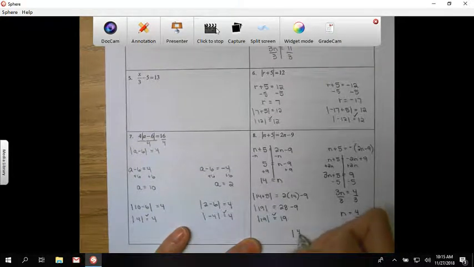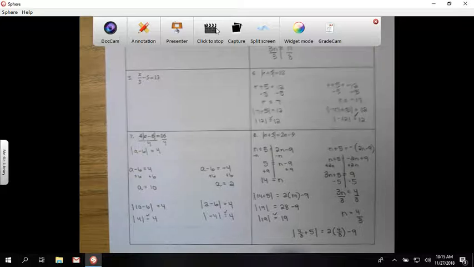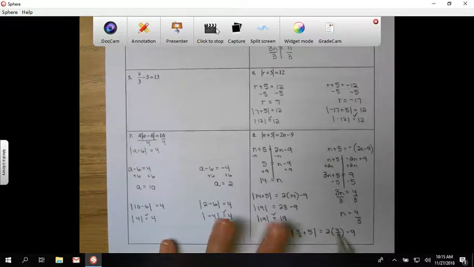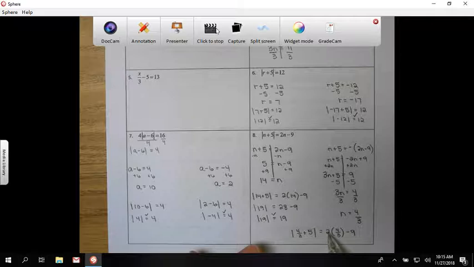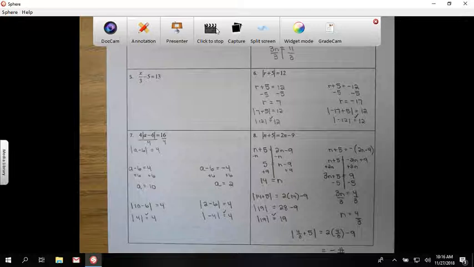4/3, I need to go ahead and try that one. So I have 4/3 plus 5 equals 2 times 4/3 minus 9. Without doing all the math, I can look at this. 4/3 is a little over 1. Well, 2 times 1 is still going to be around 2. 2 minus a 9 is going to end up giving me a negative number. Can my absolute value be a negative number? No, because by definition, if I've taken the absolute value, it should be a positive number, which means that 4/3 does not actually work as a solution.